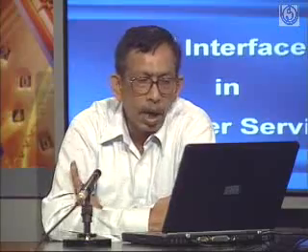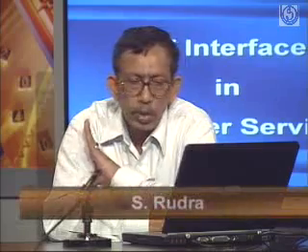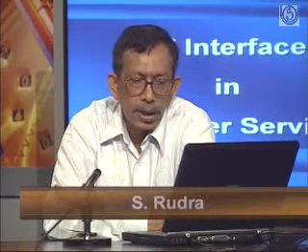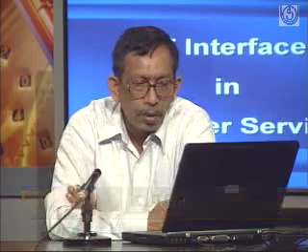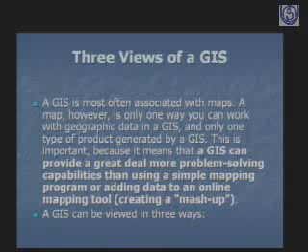There are 3 views of GIS. GIS has 3 components basically. GIS is associated with maps. A map, however, is only one way you can work with geographic data in GIS. GIS can provide a great deal more problem solving capability than using a simple mapping program or adding data to an overlying mapping tool.